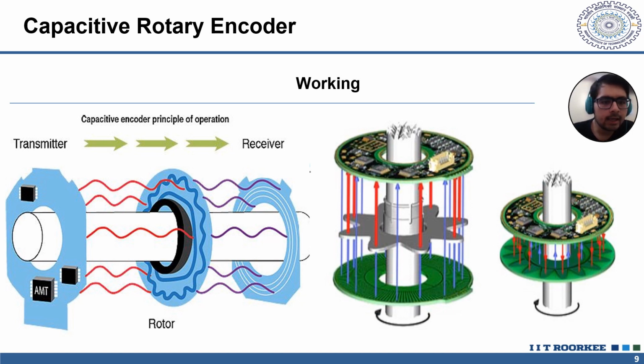In the diagram on the right, I have displayed two types of capacitive encoders, one with a separate transmitter, rotor, and receiver, and the other with a combined transmitter, receiver, and rotor.